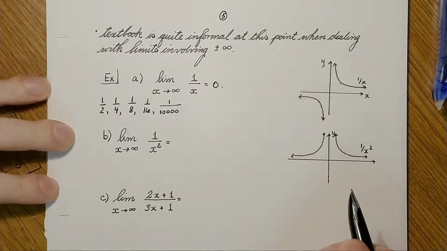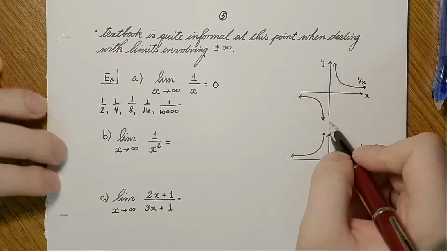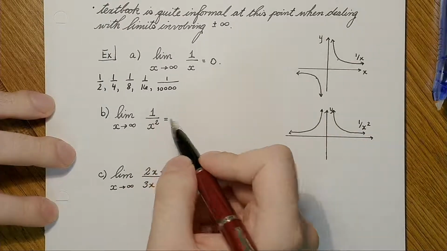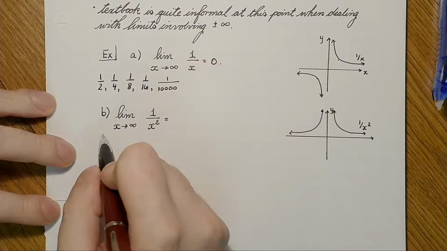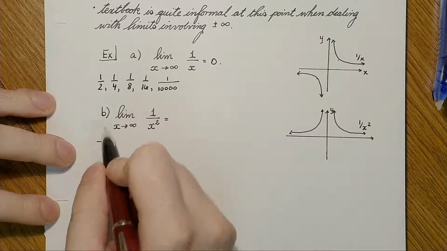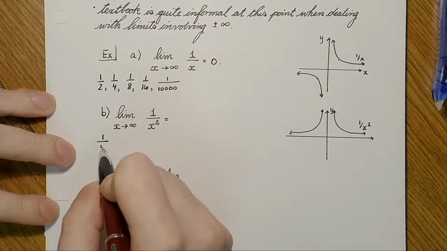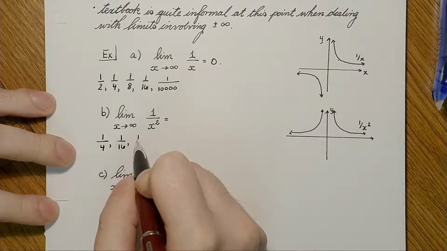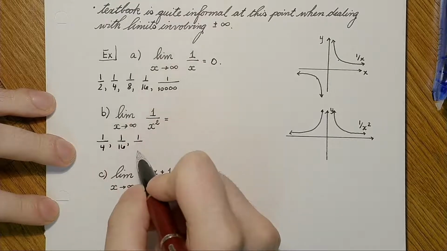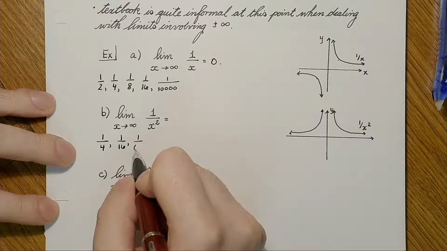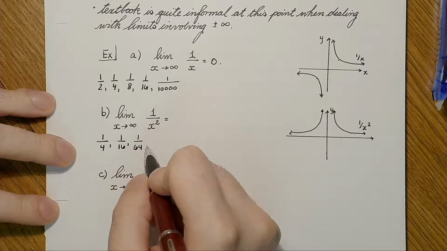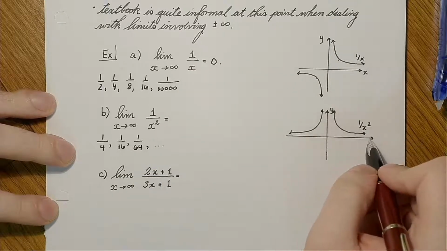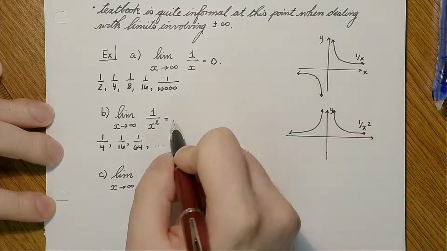And there's the graph here. It's a reciprocal function. Same thing here. It goes even faster. If I square that, it's 1/4. I have 1/16. 1 over 8 squared is 1/64. Dot, dot, dot. It's getting smaller as well. So again, that limit is going to 0.